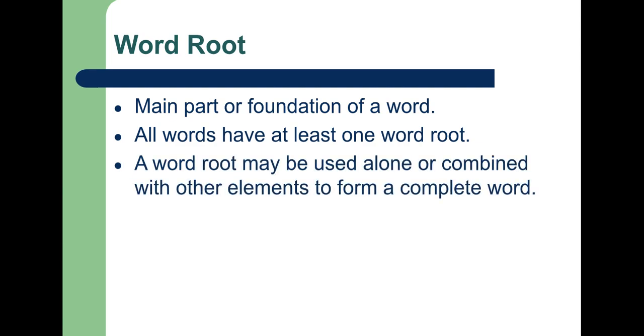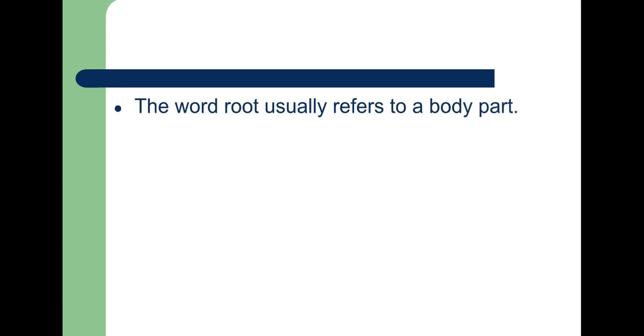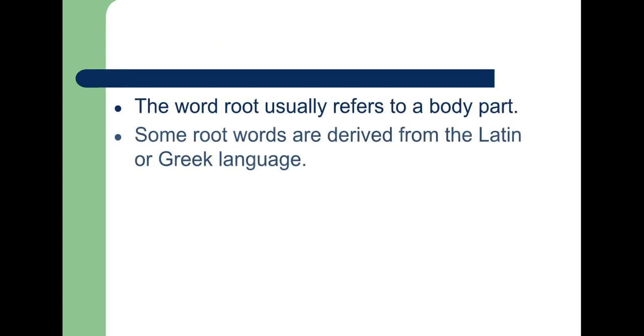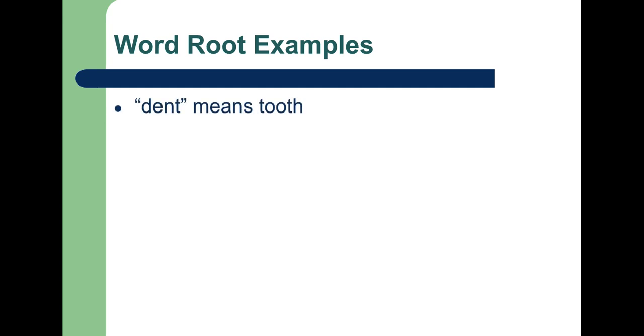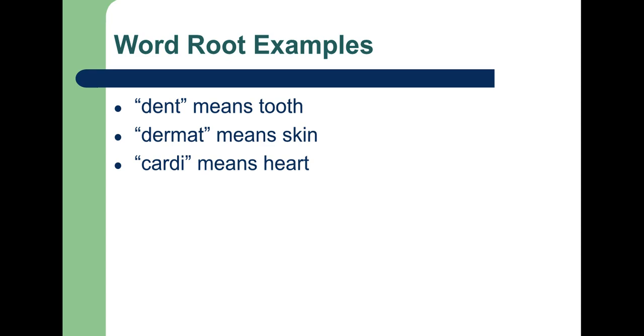So to give you an example, the word root is the main part or the foundation of the word. Typically, in medical terminology, the word root refers to a body part, and a majority of the word roots are derived from Latin or Greek language, which is why it's like learning a whole other language. So here's an example. Dent means tooth, which is why somebody who is a dentist, ist meaning a specialist, they specialize in the tooth. Dermat, or dermatologist, would be one who studies the skin. Cardi means heart. So if you are a cardiologist, you are one who studies the heart.